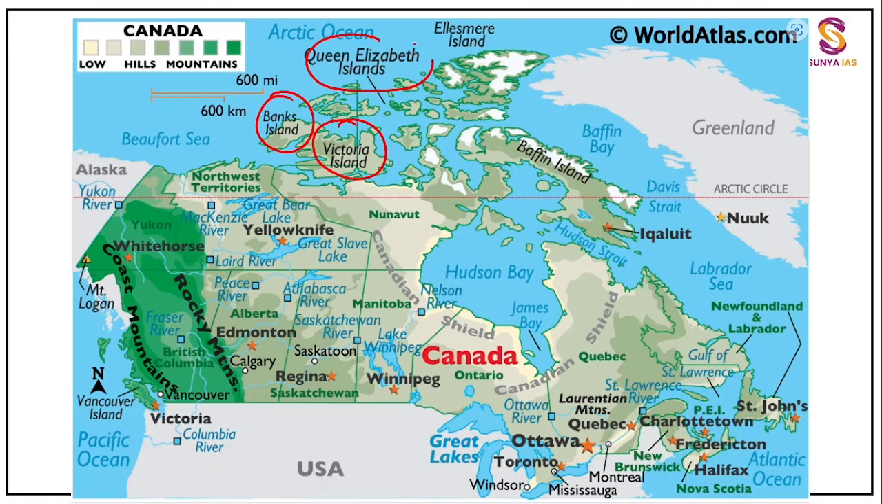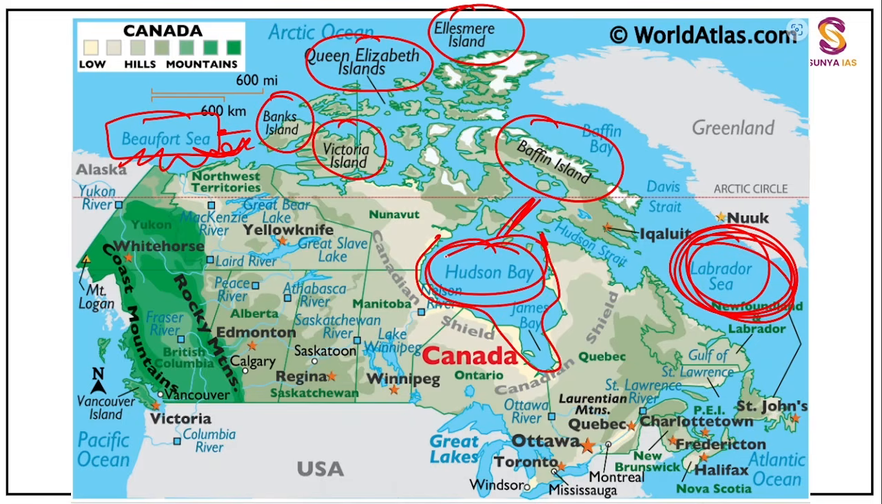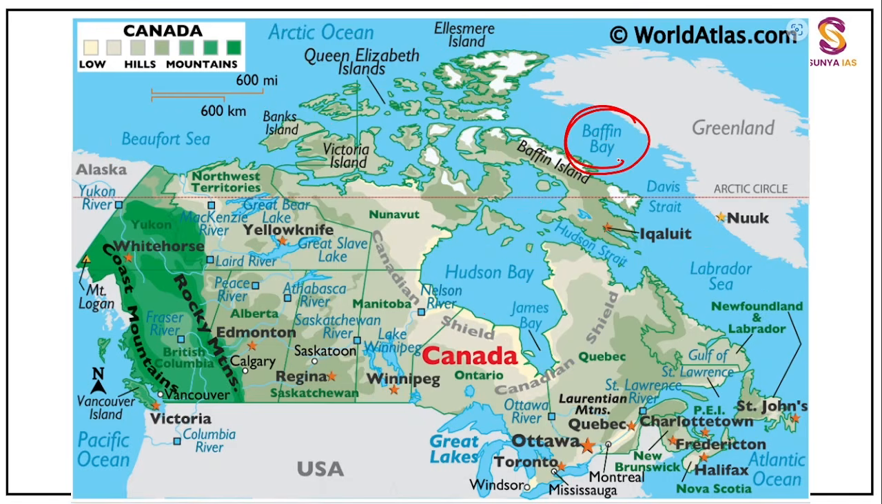Banks Island, Victoria, Queen Elizabeth, Ellesmere, Baffin Island, and over here you will be finding the Beaufort Sea, above Alaska, above this particular part. Over here you will be finding the Labrador Sea, an important sea which you have to learn. Okay, over here this is one more important bay which you are finding, with a broad opening, Hudson Bay, right? Also over here you are finding near Baffin Island, Baffin Bay. And when you go out of Hudson Bay, you will be finding Hudson Strait. Over here you will be getting Davis Strait.